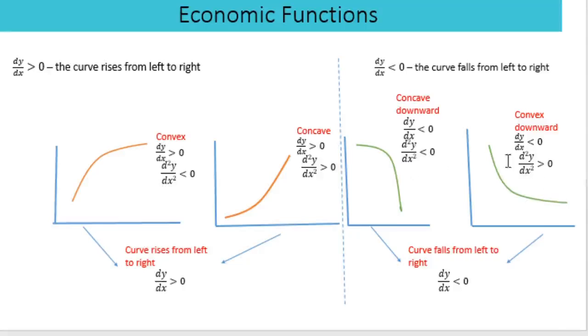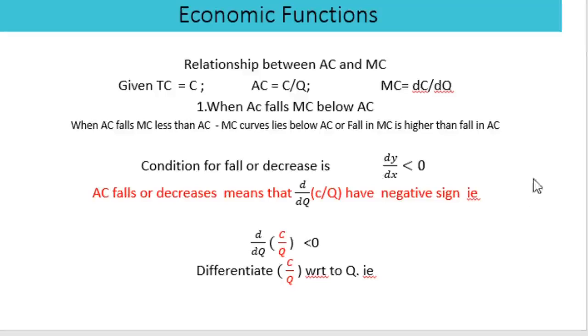It is a falling curve. It should be less than 0. Average cost falls or decreases means that d by dQ of C by Q has a negative sign. That is, average cost falls means the first order condition of this function must be less than 0. That is, d by dQ of C by Q. This is the average cost function. This is less than 0.